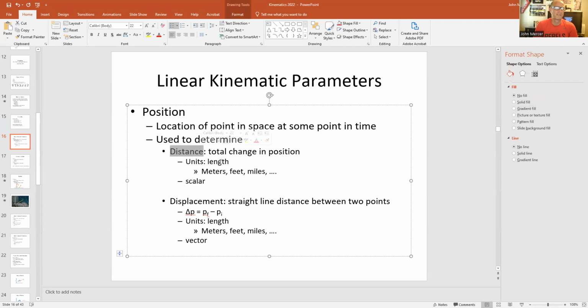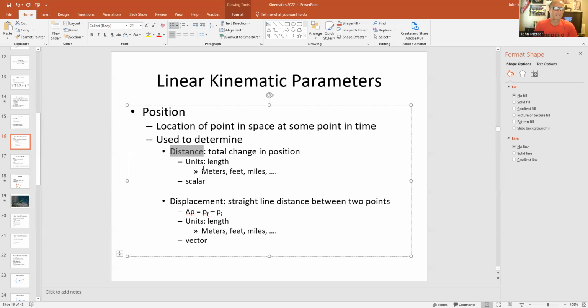Okay? Distance is defined as the total change in position. This is the odometer in your car, or your odometer on your bike if you have one. This is how far you've changed position regardless of what direction you're headed in. If I drive from home to campus, that's 10.5 miles. That's how far I traveled in distance. It doesn't have a direction associated with it.